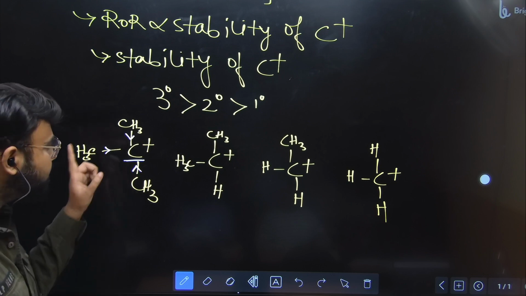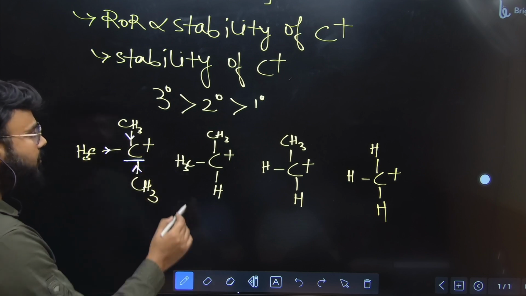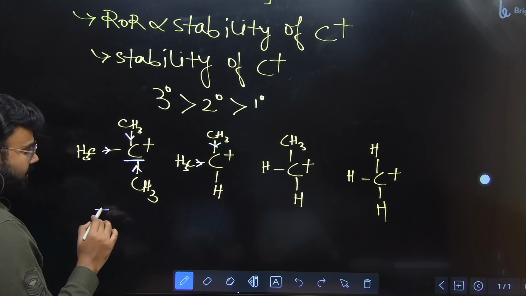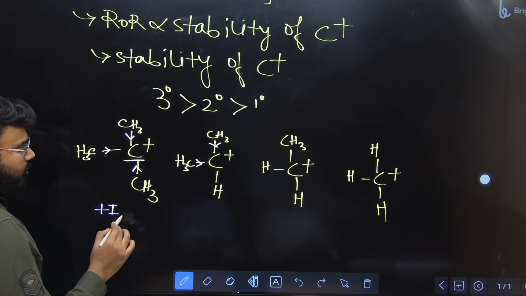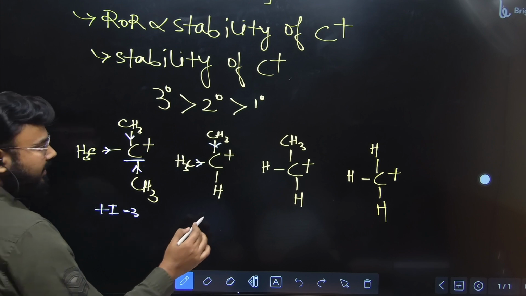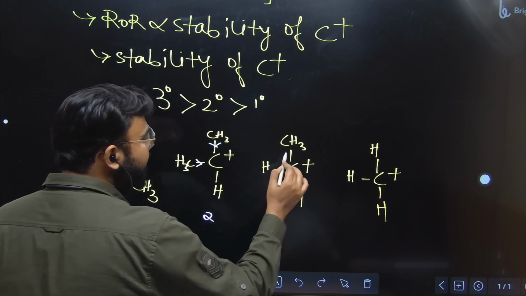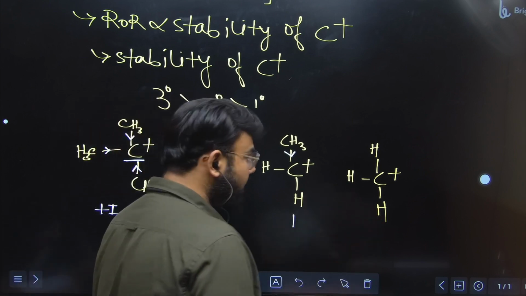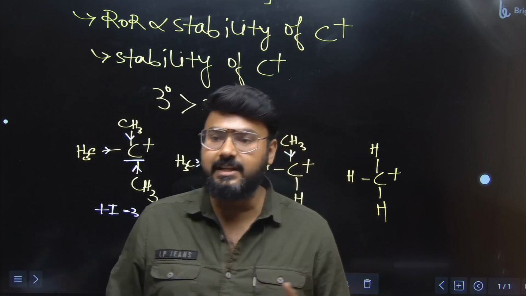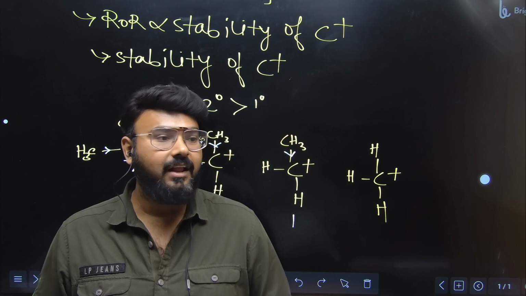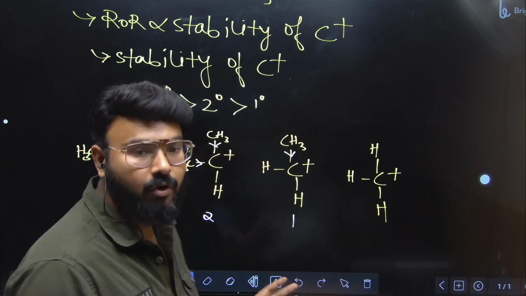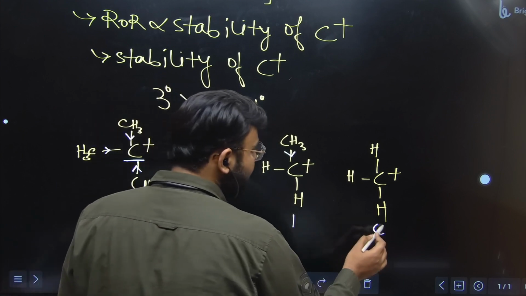It has got three supports. So plus I groups are three here. How many are here? Two. How many does this one have? One. But how many does this one have? None. Hydrogen is neither plus I nor minus I. It means hydrogen is zero, nothing is happening. So there is zero.